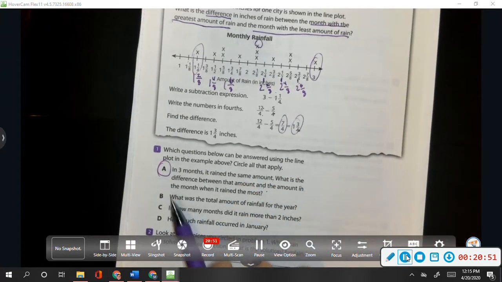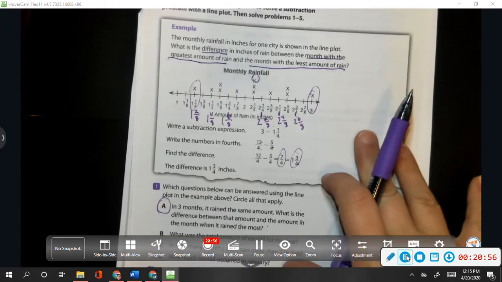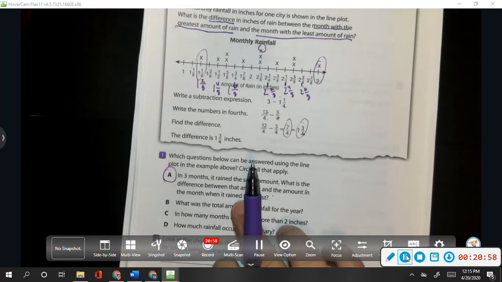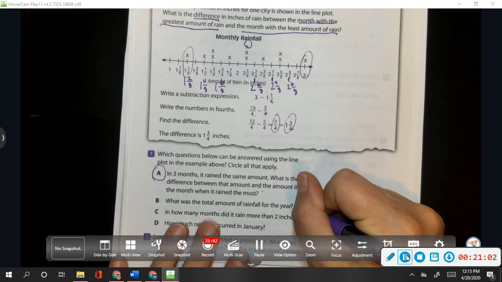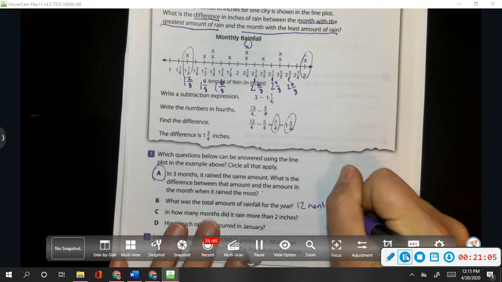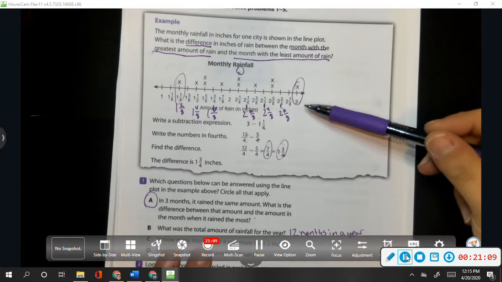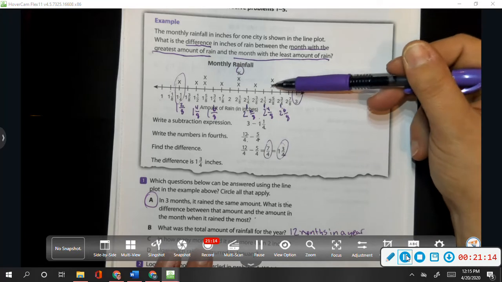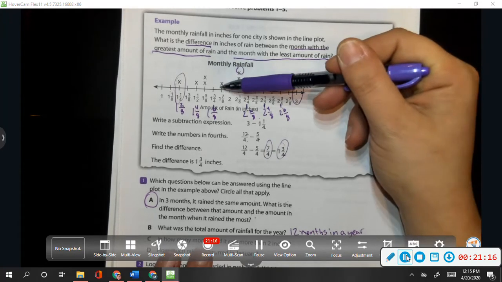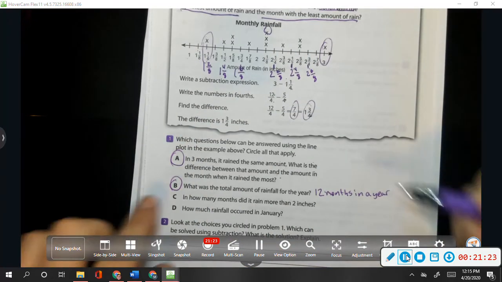B, what was the total amount of rainfall for the year? Well, in order to see if our line plot would answer that, we need to know how many months are in a year. There are 12 months in a year, and so I need to make sure that I have 12 months represented up here in my line plot. So I have 1, 2, 3, 4, 5, 6, 7, 8, 9, 10, 11, 12. So yes, I can answer that because I have 12 months, which is the same as a year.